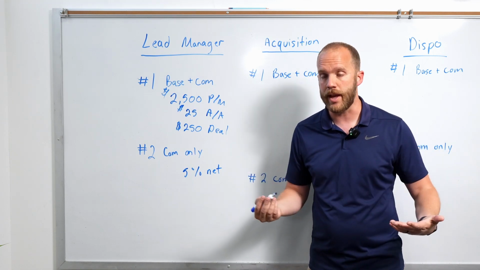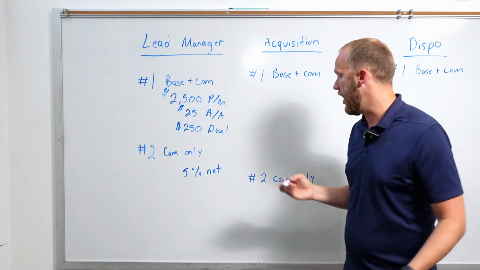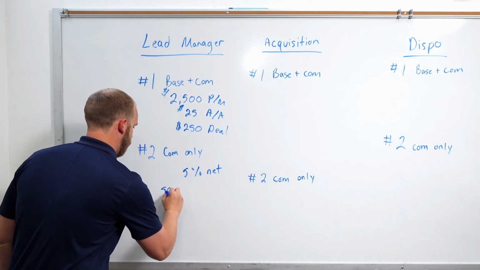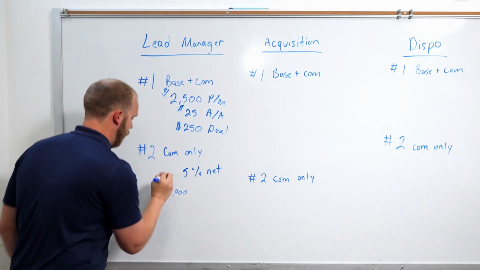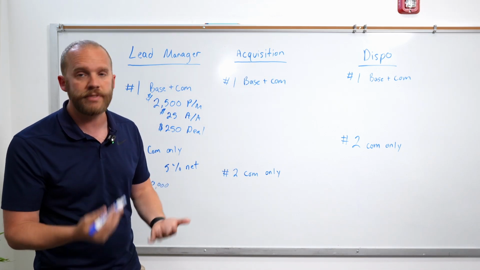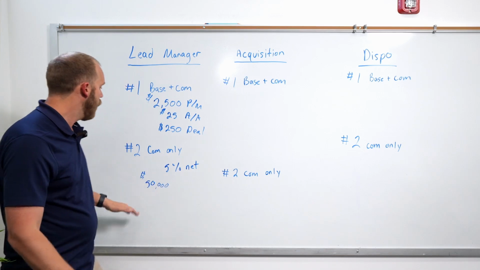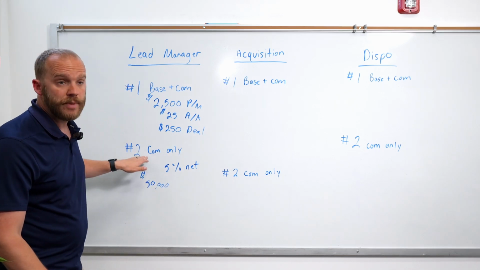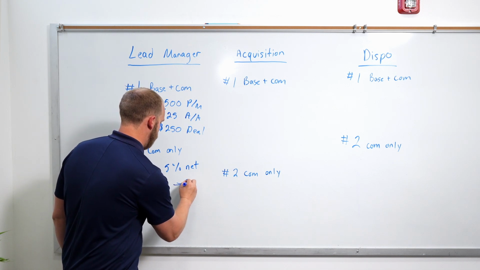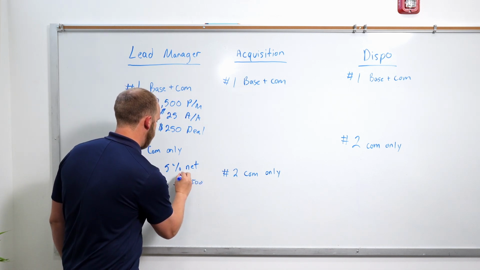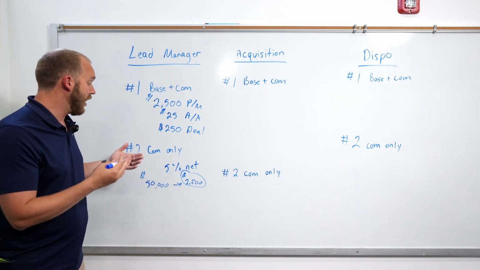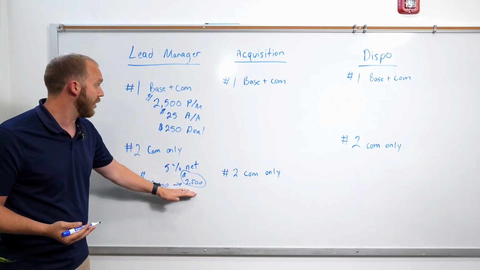So what does that look like math-wise? Well, let's say you had a $50,000 deal. $50,000 net. This is after all expenses, all commissions, all fees, everything's settled. We've made $50,000. Well, if they're commission only, they would get 5% of that. So what does that lead to? $2,500. So if they were betting on themselves, they get much more per transaction.